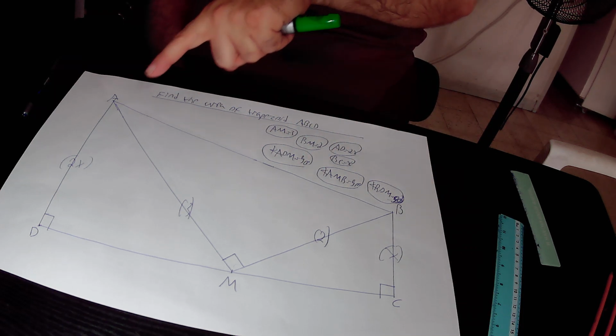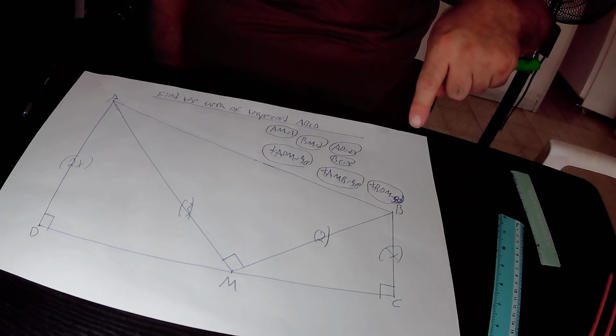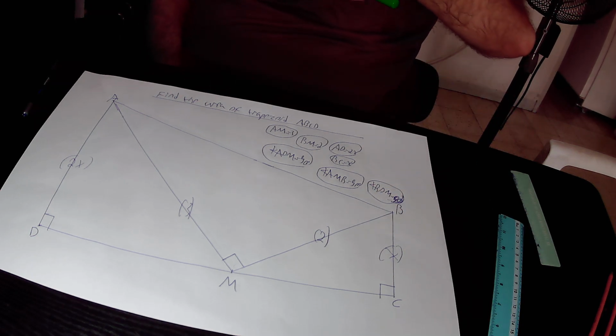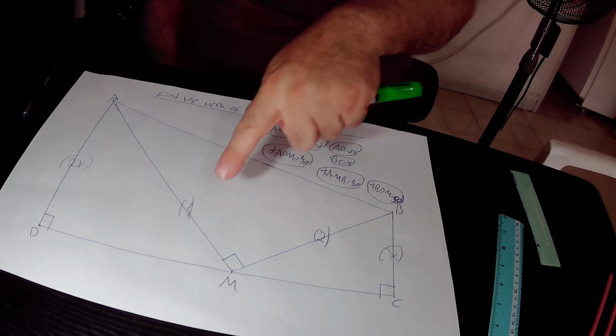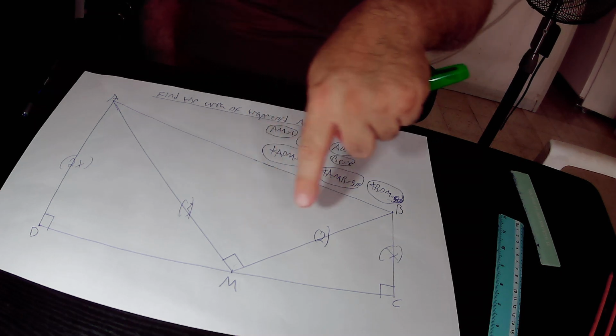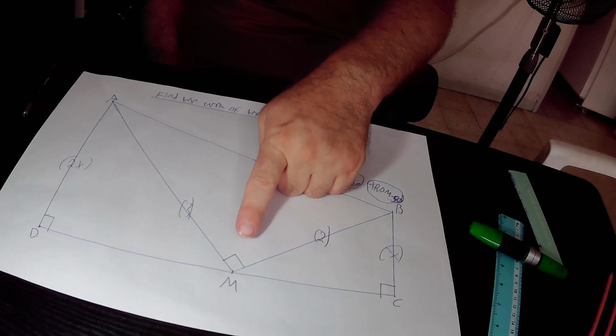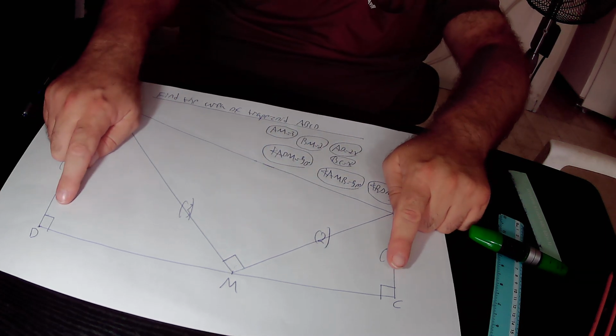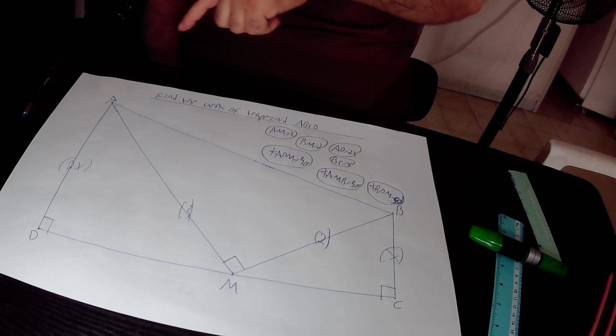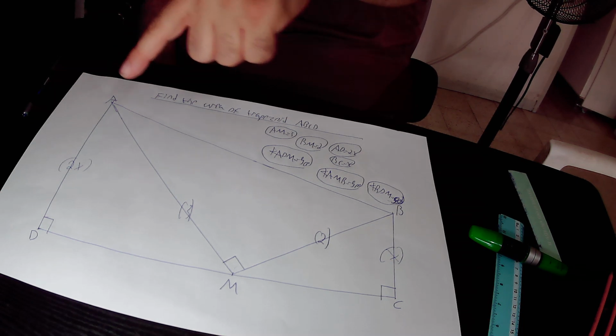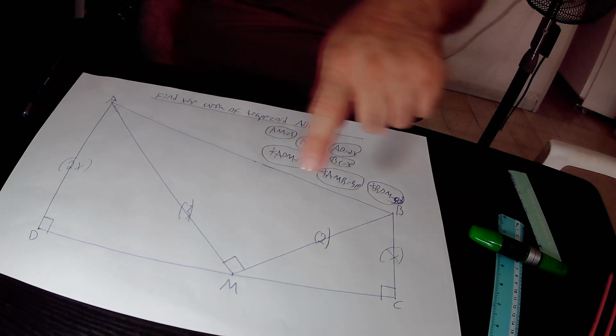The length of side AD is 2x, the length of side BC is x, line segment AM equals 3 units in length, line segment BM equals 2 units in length. This is angle A and B, that is a right angle. Those two angles are also right angles. Again, our mission is to find out the area of this trapezoid ABCD.